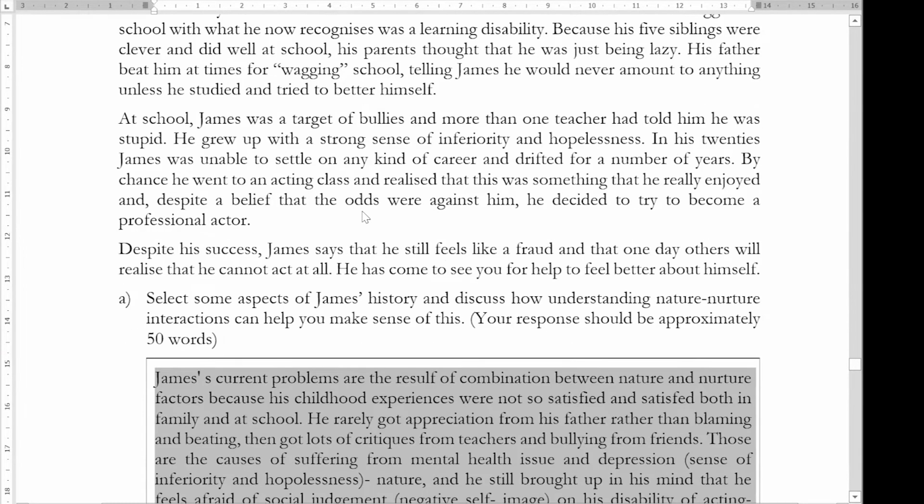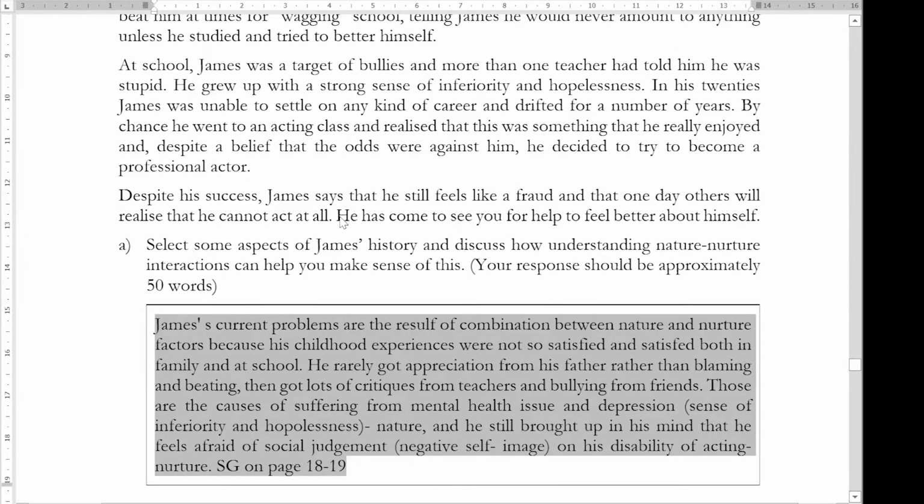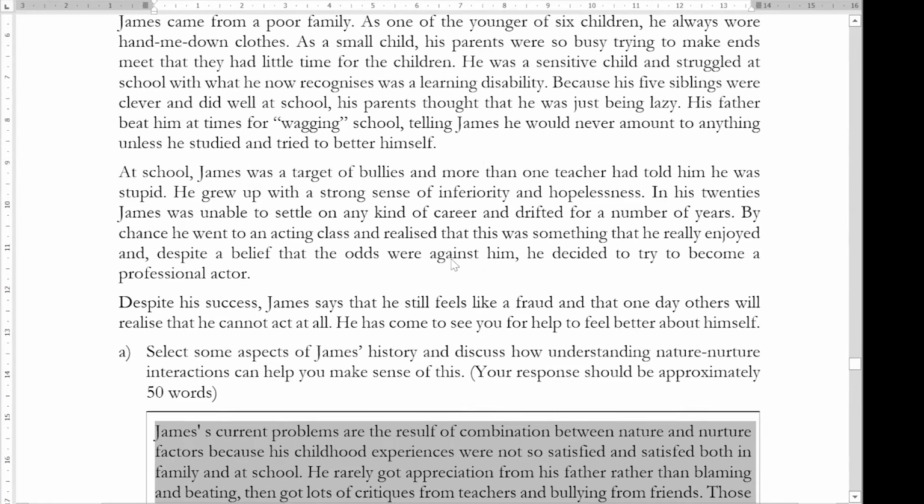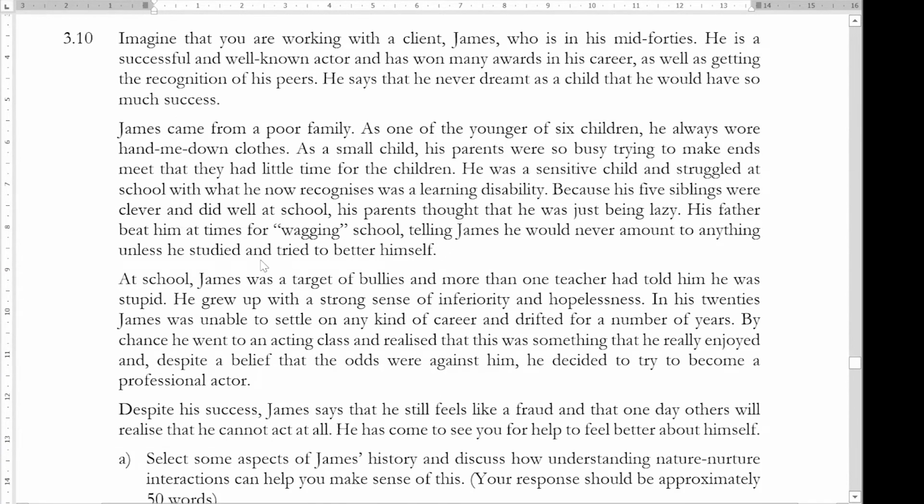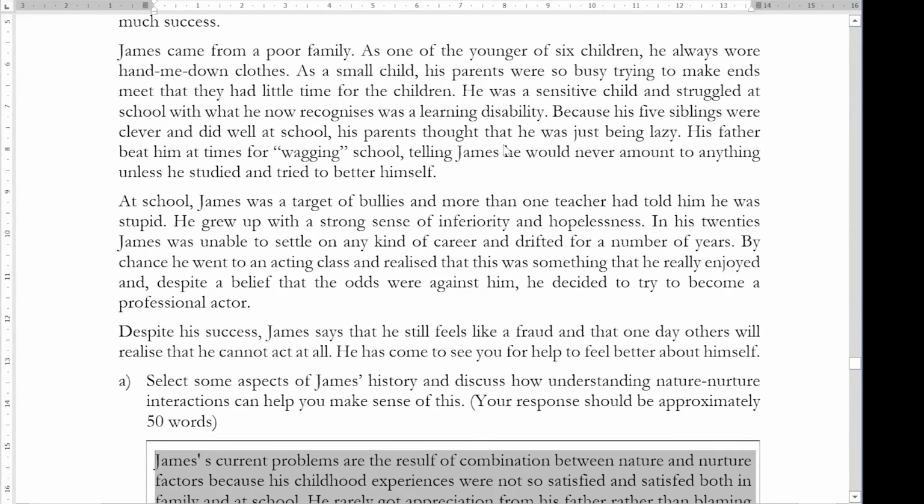I thought somewhere he said he thought he had a learning disability. Is that there somewhere? Where is that? Here. Oh, yes. He was a sensitive child and struggled at school with what he now recognizes was a learning disability. Yeah. I would say that was the nurture factor.